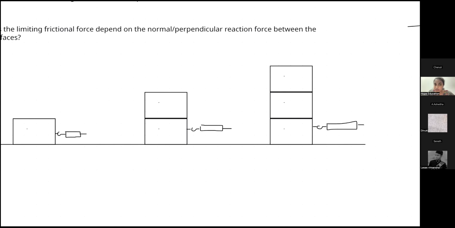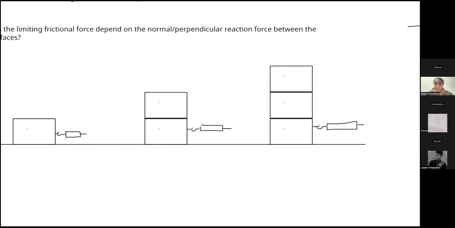As the force increases, at a certain point you feel that the object or this entire system is about to move. When the object is about to move, take the Newton balance reading immediately, because that reading is equal to the limiting frictional force.